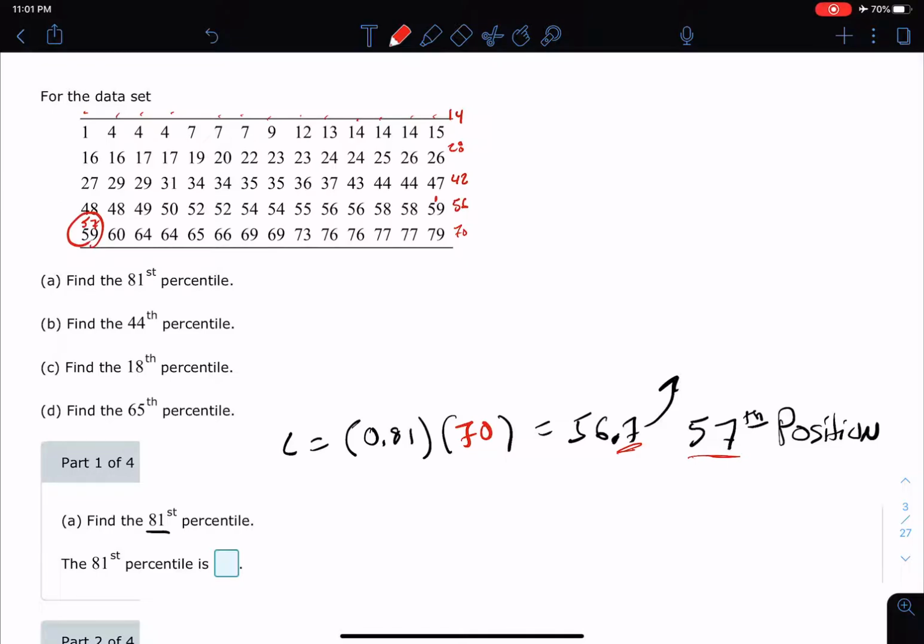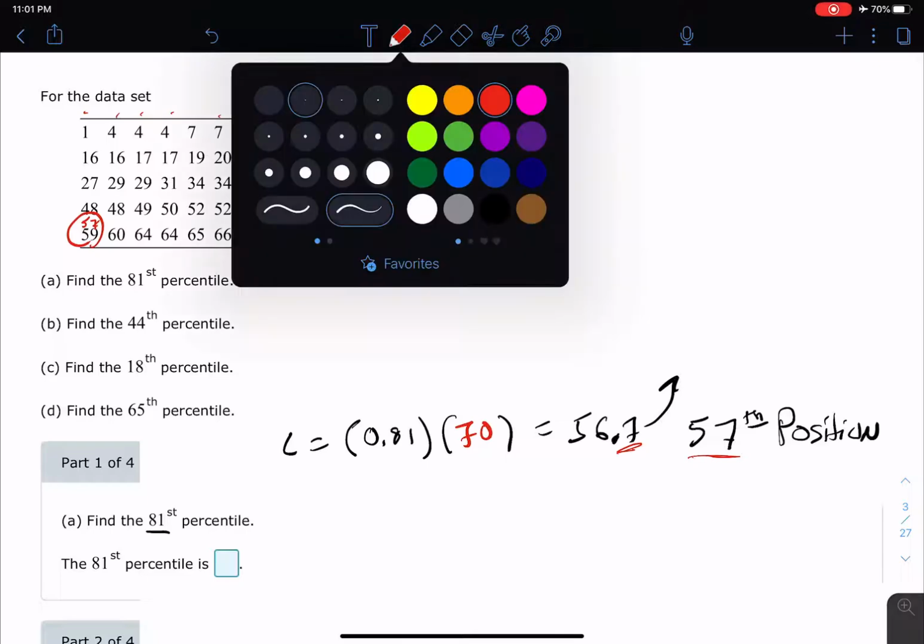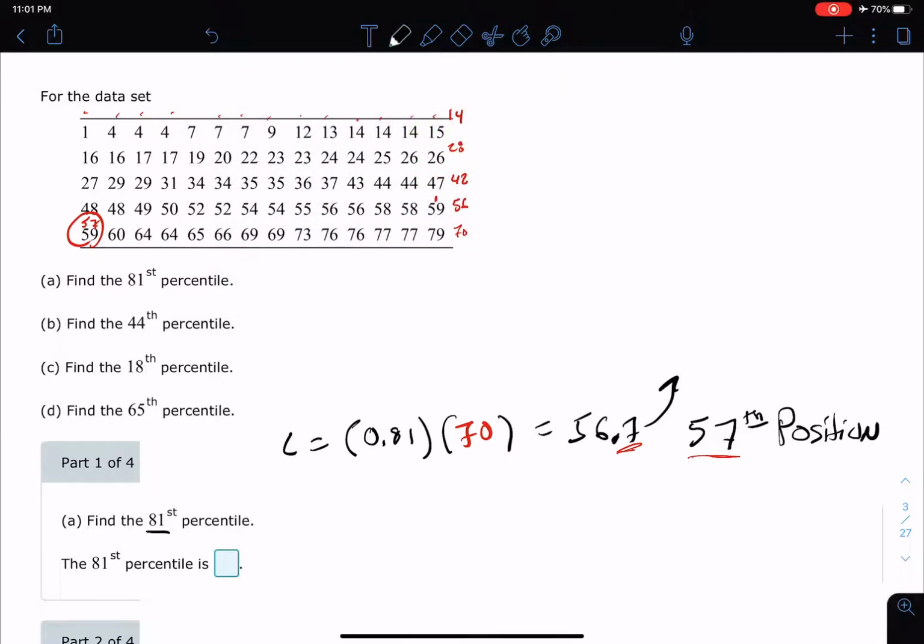So that means our 81st quartile happens to be the number in that position, which is 59.